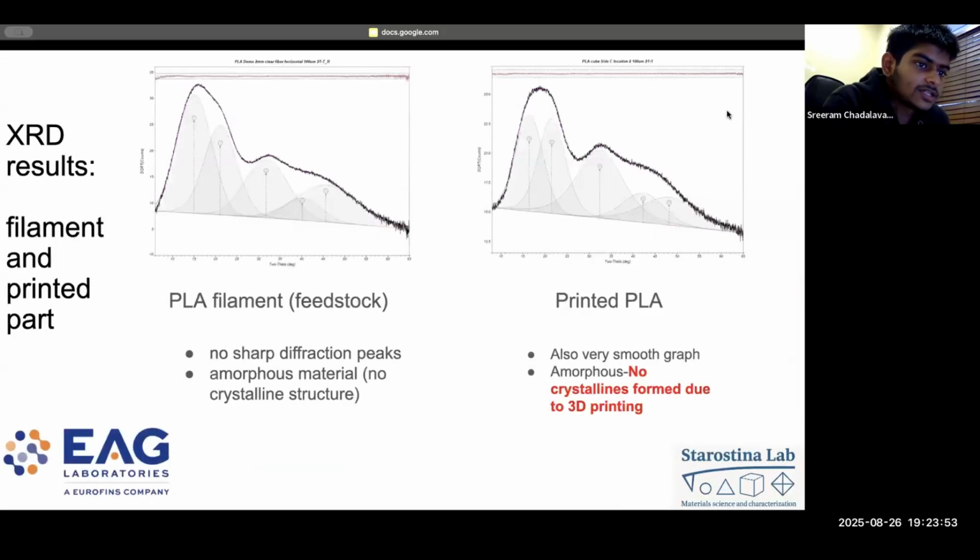For the X-ray diffraction results, we can see if the samples or filament has a crystalline structure if there are sharp diffraction peaks. But in these two cases, it displays a very smooth graph and exhibits amorphous behavior. Because of this, the material properties that the samples exhibit can be traced directly to the printing parameters and not the crystallinity of the PLA.